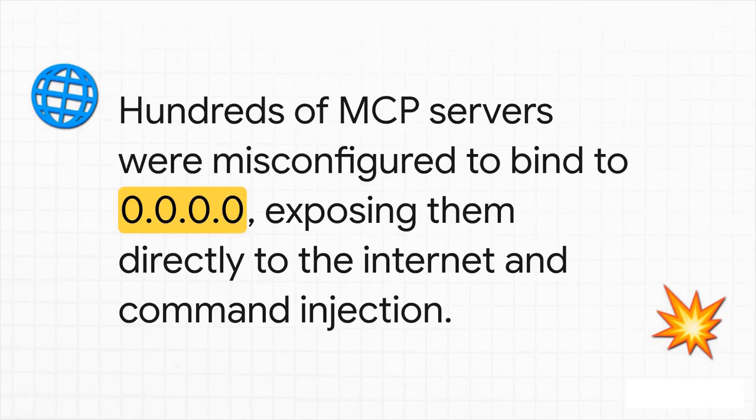First up, we have the NeighborJack incident. In this case, researchers found hundreds of servers that were misconfigured to listen on all their network connections, not just the private ones. This super simple mistake basically put them on the public internet for anyone to find, and the potential for catastrophe was massive.